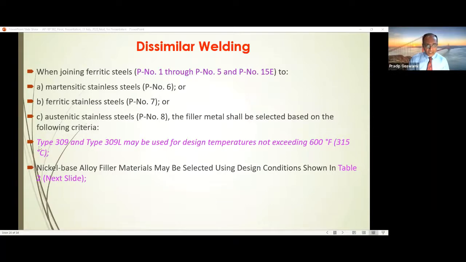Now, typically what this RP specifies is that type 309 or 309L may be used when the design temperature doesn't exceed 315 degrees centigrade or 600 degrees Fahrenheit. And nickel-based alloy filler metal may be selected when the design conditions are shown in the next slide.